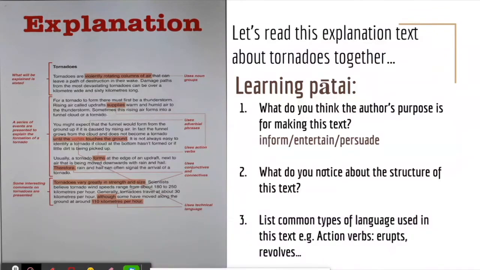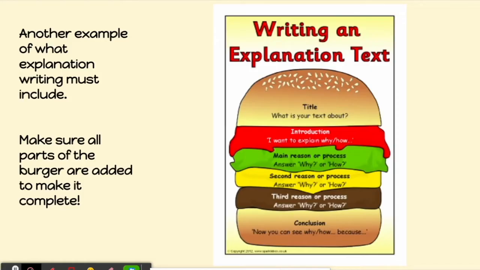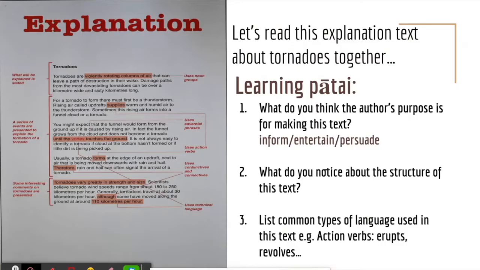Awesome, so we are now going to read this explanation text about tornadoes together, and I would like you to have a think about these learning parts here. All right, what do you think the author's purpose is for making this text? Is it to inform or entertain or persuade? And what do you notice about the structure of this text? Does it have all of those layers of our burger?